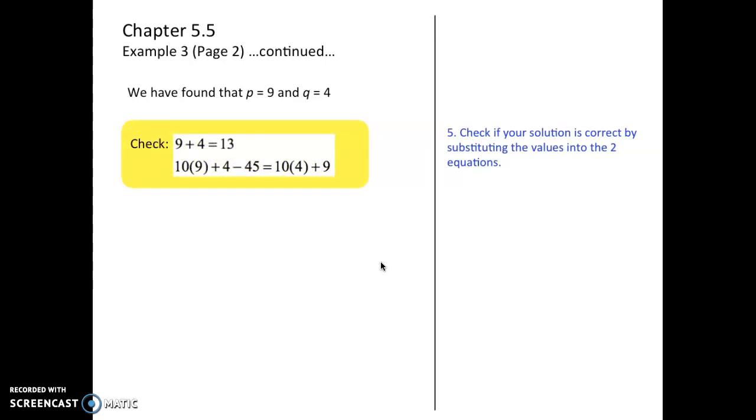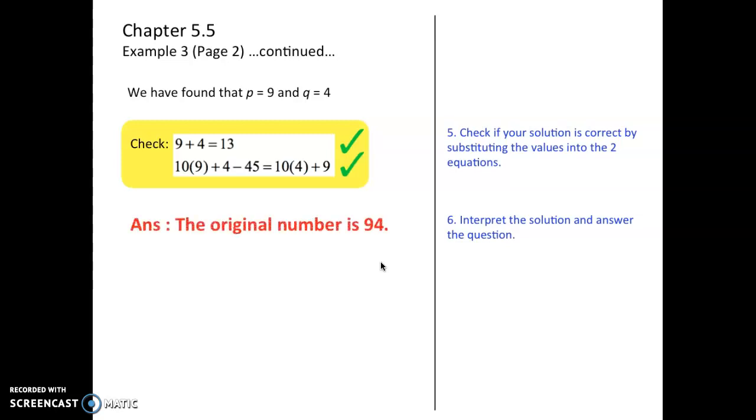So in the first equation, you have 9 plus 4, which is equals to 13 on the right-hand side. So this is correct. And for the second equation, you will find that you will get 49 on both sides of the equation. So since it's balanced, we'll say that p equals to 9 and q equals to 4 fulfills the equation. Lastly, don't forget to interpret the solution and answer the question. The question asked us to find the original number, not to find what the individual digits are. Hence, we have to answer it and say that the original number is 94.